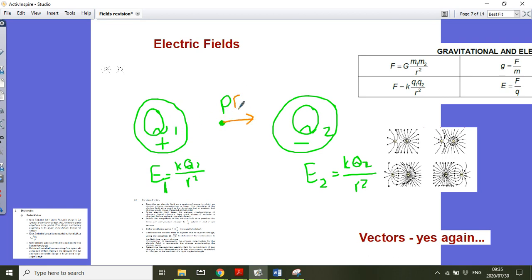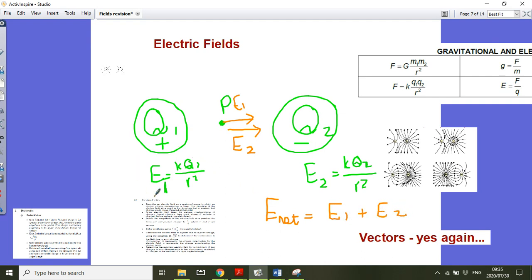So the E1 is going in this direction. Then if you look at this one, the field will be going towards it. So always towards a negative, because a little positive will be attracted to a negative. So E2 is also going to be in that direction. So to get the net field, what we're actually going to do in this case is we're going to have to say that it's E1 plus E2.